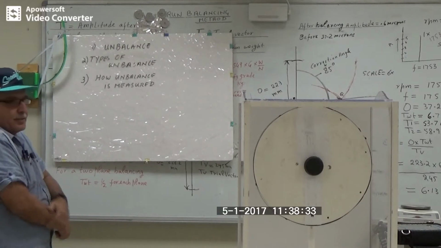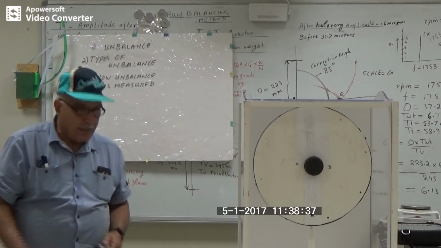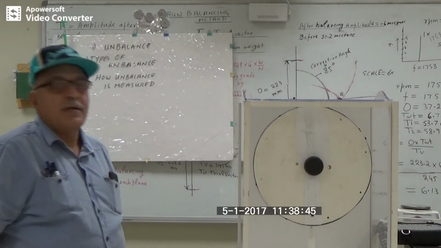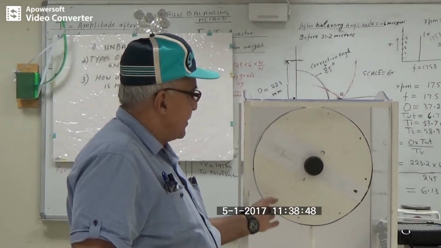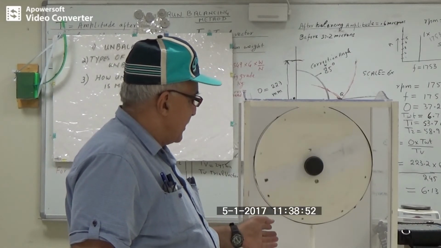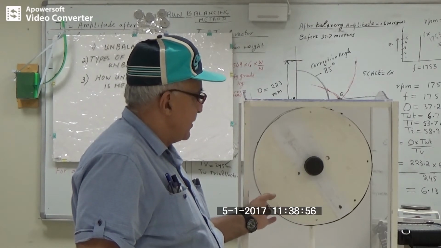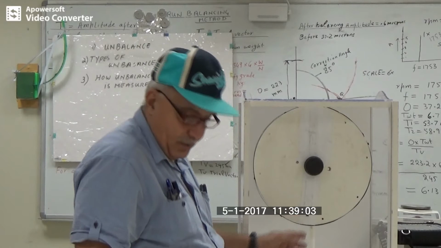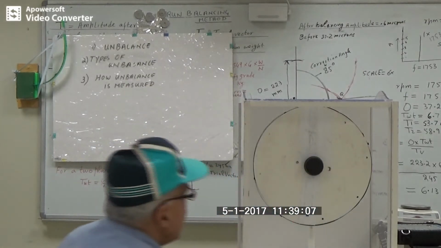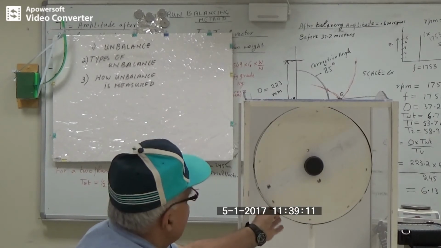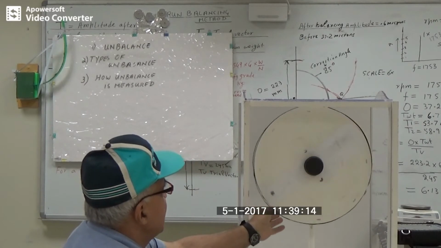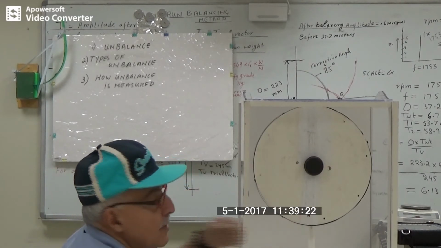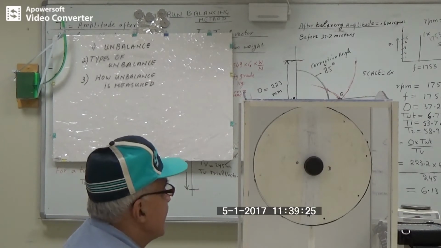So let us start with, what is unbalance? Unbalance means that there is more weight on one side of the disc. For example, now this is a disc here, and you can see here that when I change the position, this point is coming downside. All the time when I change the position of this disc, this point is coming downside. So this is the heavy side.